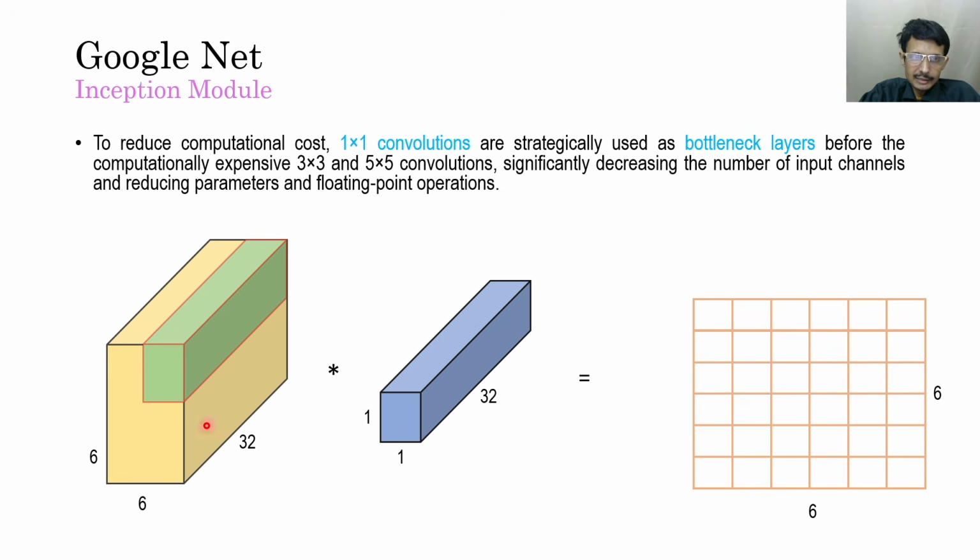Now, this is the kind of channel: 6 cross 6 spatial and 32 channels. So if there is a 1 cross 1 convolution, there will be 32 channels. What will be these feature maps? It's 6 cross 6, because for each 6 cross 6 position, it is only one value.